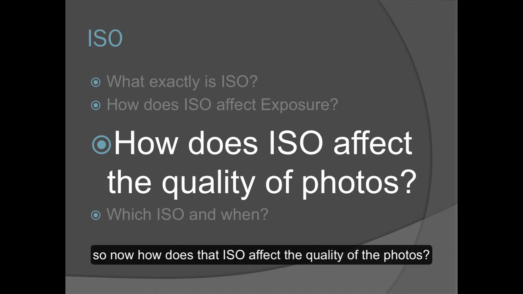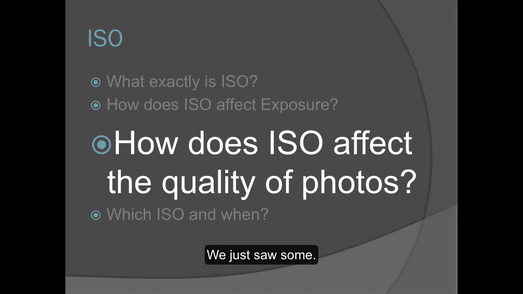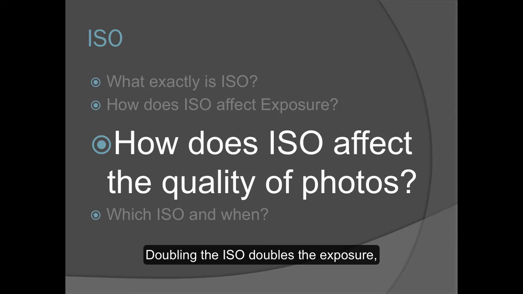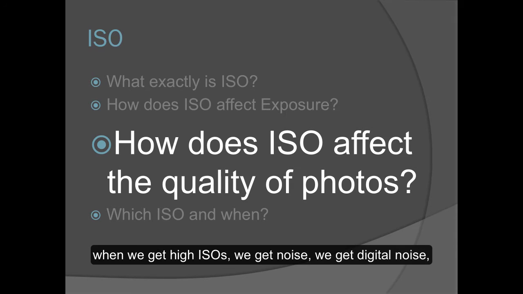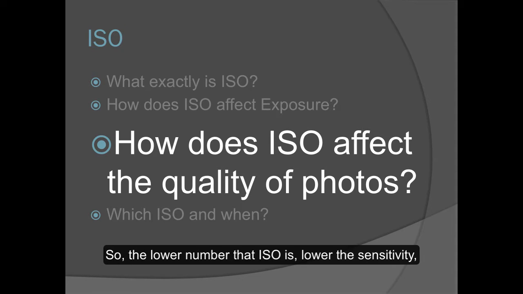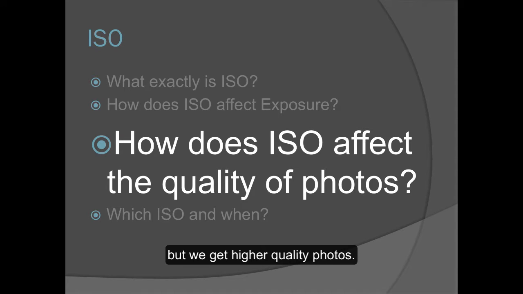Now, how does ISO affect the quality of the photos? We just saw some. General rule, like we mentioned, the lower the number, the better the quality of the photo. Doubling the ISO doubles the exposure. That also doubles the digital noise, and that's the key thing here. When we get high ISOs, we get digital noise, and that reduces the detail of the photo. It makes the image appear grainy, looks like grain. So the lower the ISO number, the lower the sensitivity, but we get higher quality photos.